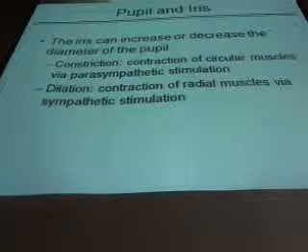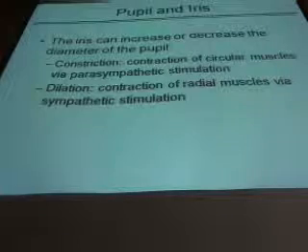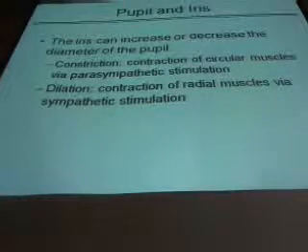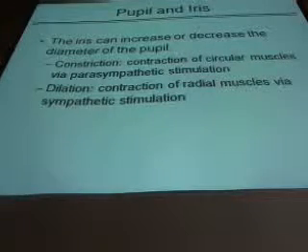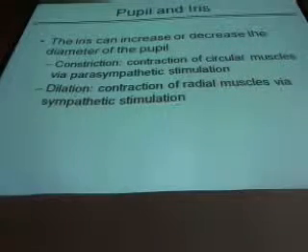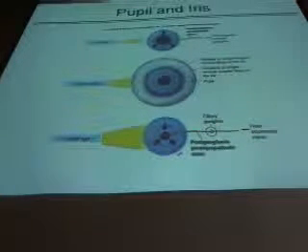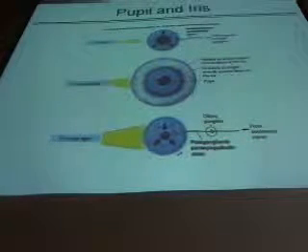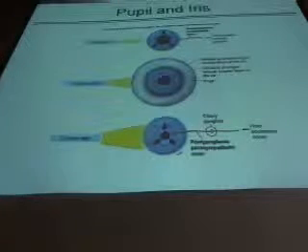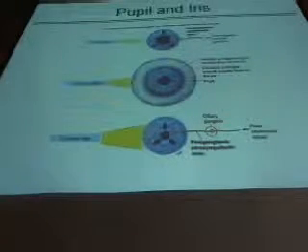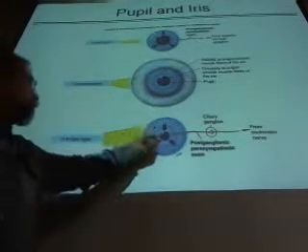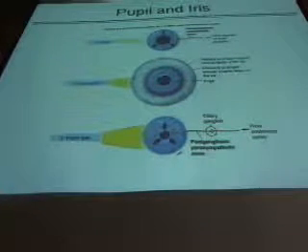Iris can increase or decrease the diameter of the pupil. You have the circular muscles via the parasympathetic stimulation. Constriction is parasympathetic again. Dilation is sympathetic. Fight or flight. So we're back to here. In dim light, your pupils dilate. Normal light, they're smaller. Bright light, smaller.